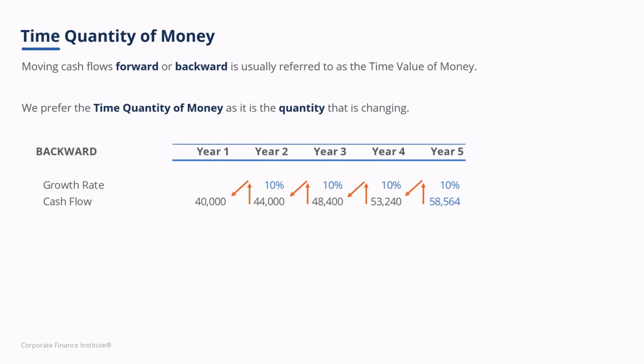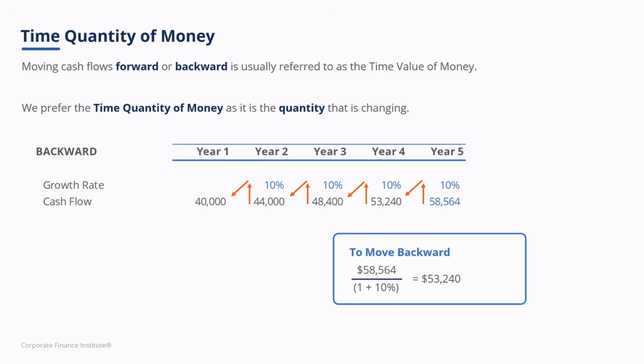And the way the mathematics would work for this is that we take that amount of $58,564, we divide by 1 plus 10% to get the amount in the previous year, which is $53,240. If we continue this process all the way back to year one by always dividing by 1 plus 10%, we will arrive at that original value of $40,000. So as we can see here in this note, this operation obviously continues right back to year one to that starting amount of $40,000. Now we call this reverse process discounting.